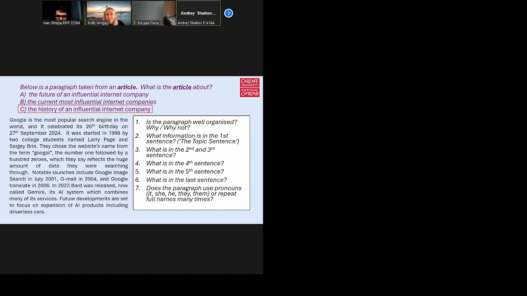Information about focus on expansion of AI products, including driverless cars. Yes. So then it sort of looks to the future, what they expect to do next. Yeah, that's it. So it is supposed to be well organized in that it kind of follows a logical order.